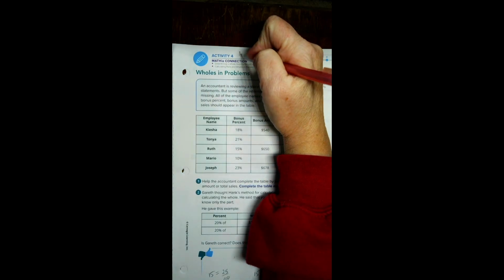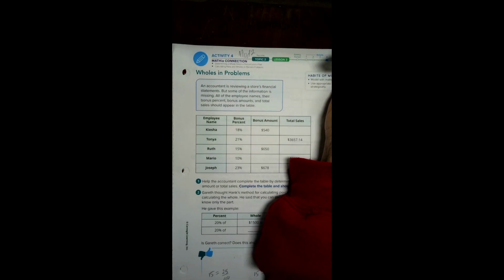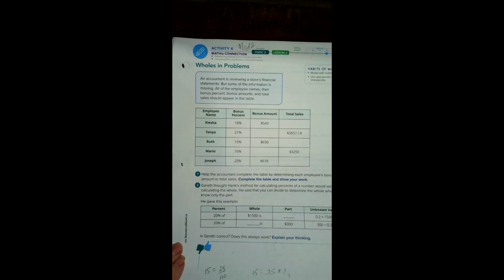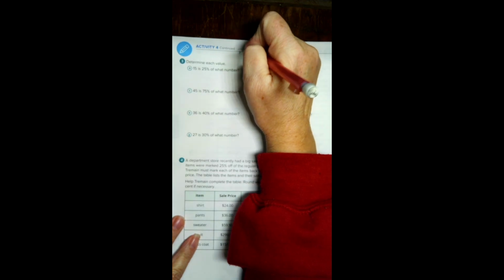Everyone, welcome back. We're continuing in Module 2. We're in Topic 2, Lesson 3, Activity 4. We're actually not going to do this side of the page. We're going to flip it over, and we are going to start with page 292.